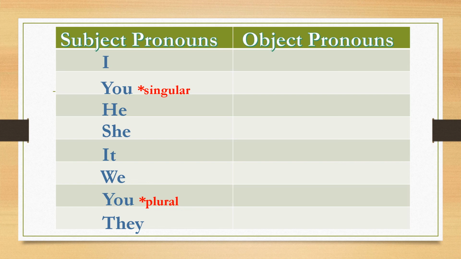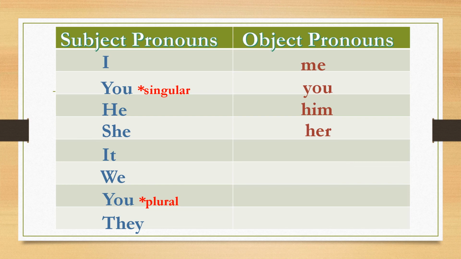When we use pronouns at the end of a sentence, we change them into object pronouns. Now the pronoun becomes the object of the sentence. When we use I as an object pronoun, we use me instead of I. When you are referring to you, singular, used as an object pronoun, we use the same you. When we use he as an object pronoun, we change it into him. And when we use she as an object pronoun, we use her.